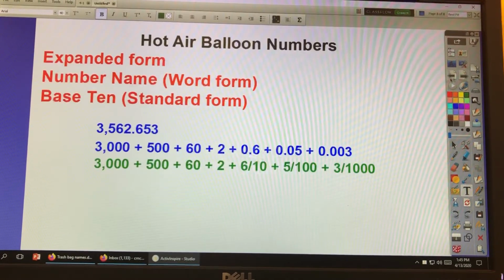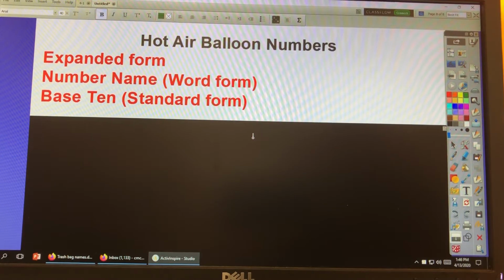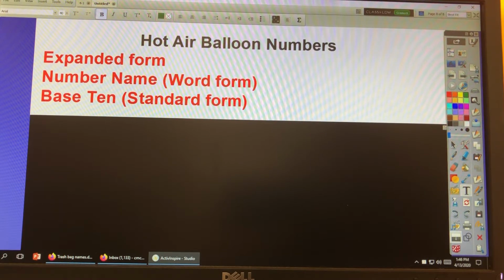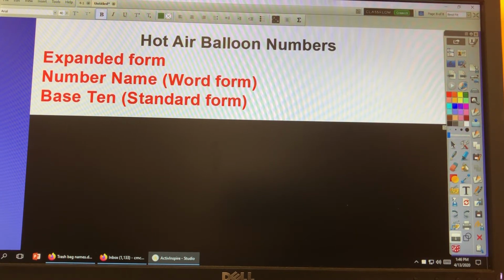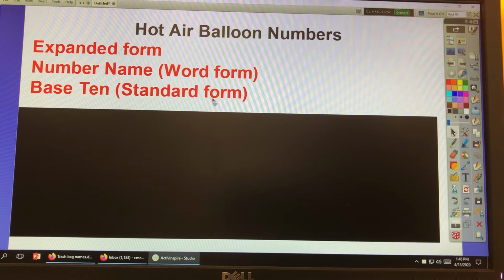Let's go ahead. This is page 4, and this is kind of tricky. I don't want to say tricky, confusing because of the terminology that they use on this particular page. I am used to using terms such as expanded form, word form, and standard form on how to write numbers. This particular page, they say number name, and that's the same as word form. And when you see base 10 form, that is the same as standard form.